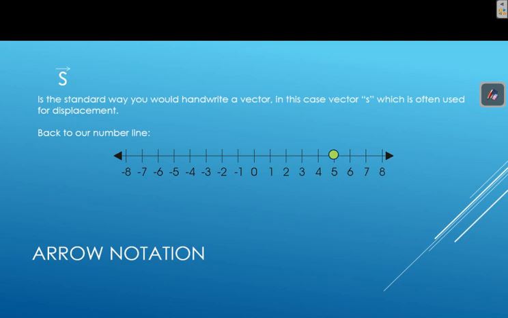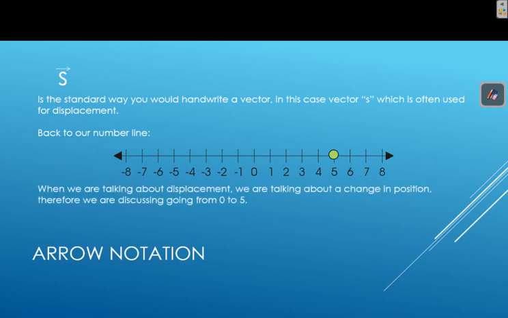So back to our number line, here we have a dot on the 5, right? When we are talking about displacement, though, we are talking about a change in position. So we are talking about going from 0 to 5. So what we're going to do is get rid of this dot, and we're going to replace it with an arrow that starts at the 0 and ends at the 5. So the tail of the arrow is our starting point. The head, the pointy part of the arrow, is going to be at the finishing point. And that's how we would draw a vector.